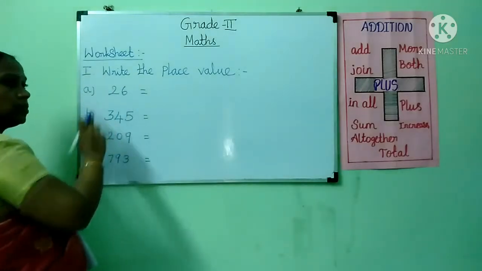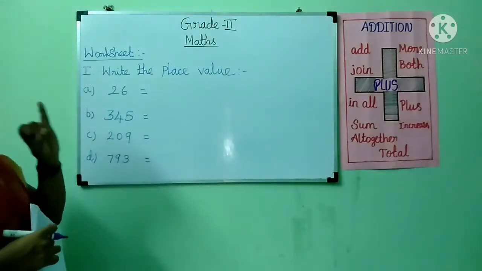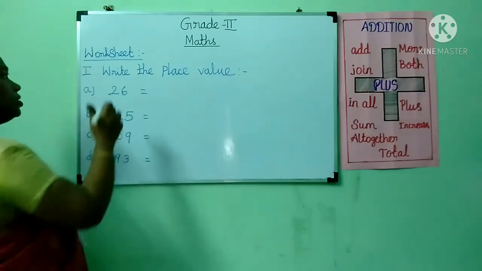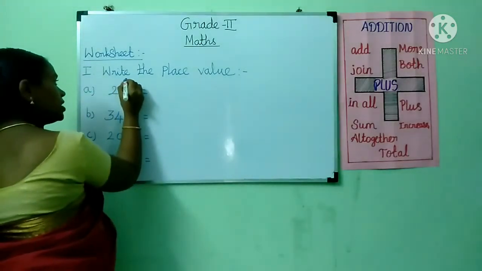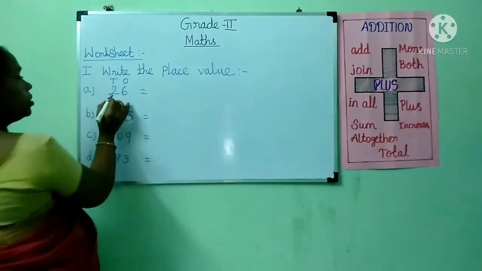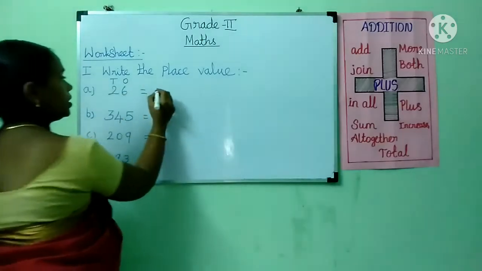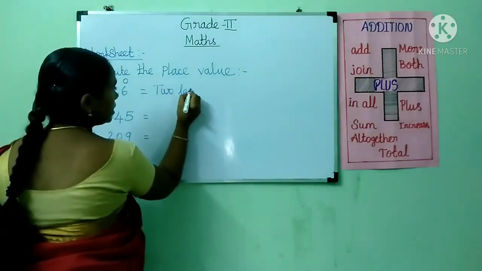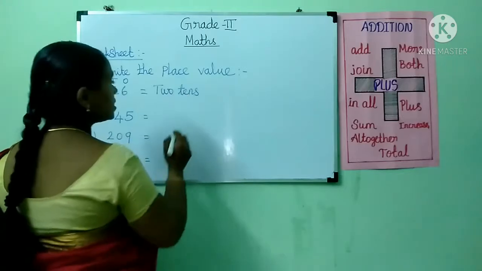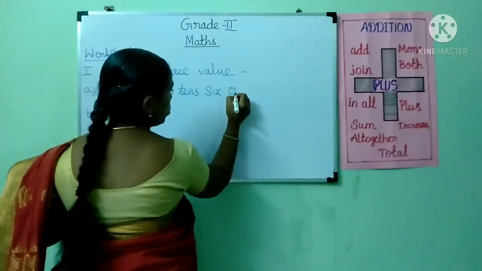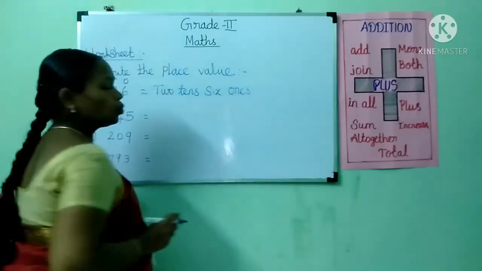See the first one. Here 2 places means what are the places? Ones and tens. What is this number? 26. So 6 is the ones place, 2 is the tens place. Are you clear? How many tens here? 2 tens. 2 tens, 6 ones.